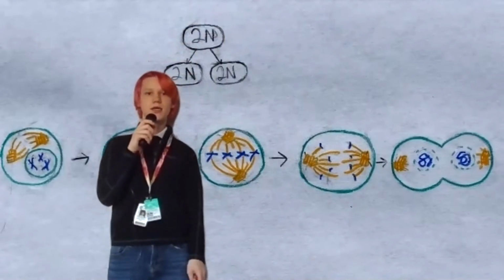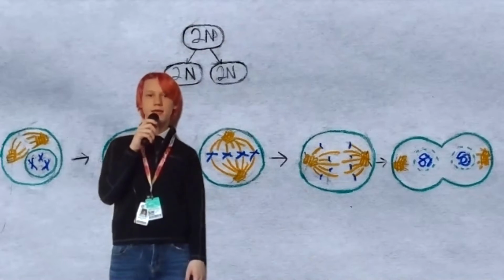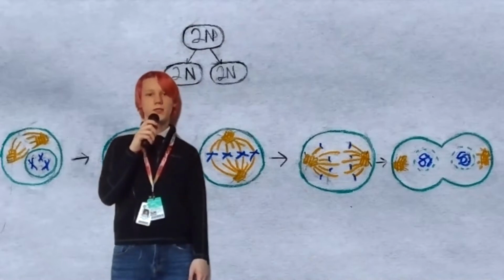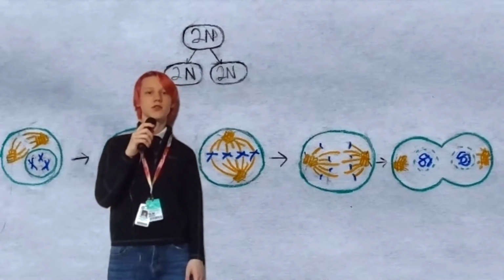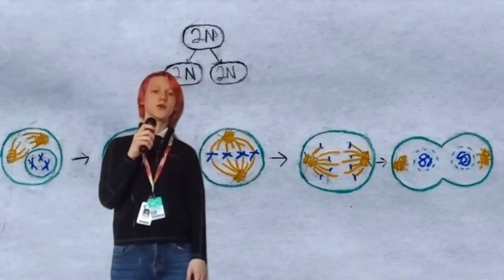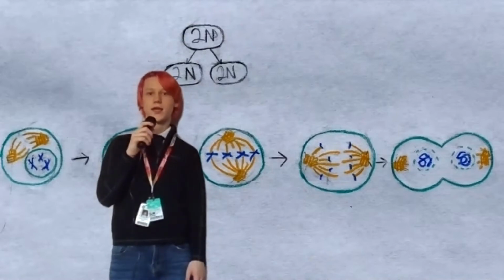The first stage is prophase. During prophase, the DNA in the nucleus, formerly stored as chromatin, condenses into chromosomes, made of two sister chromatids joined at the centromere. The centrioles will move apart and start forming the mitotic spindle.